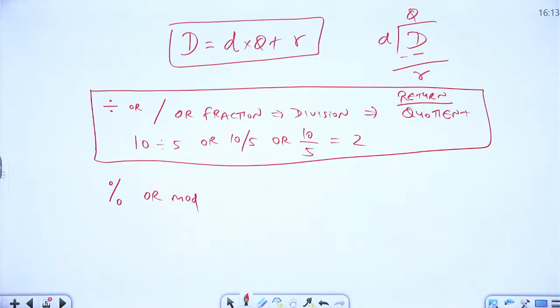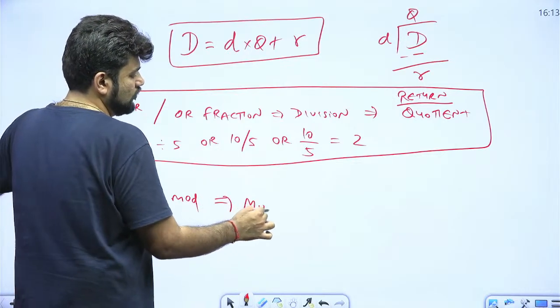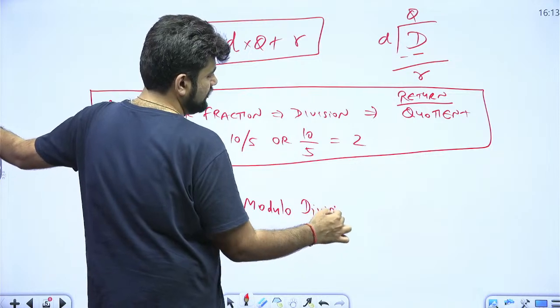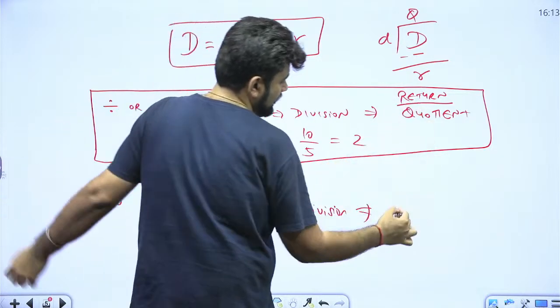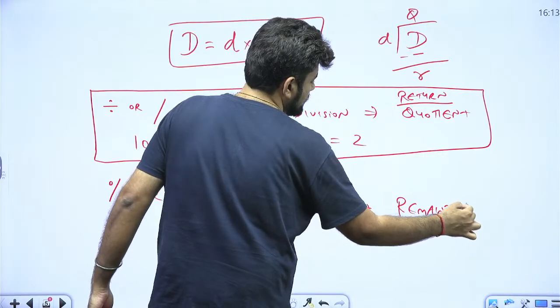Okay, this stands for modulo division. This is not regular division. In modulo division, what is the return value? The return value is the remainder.